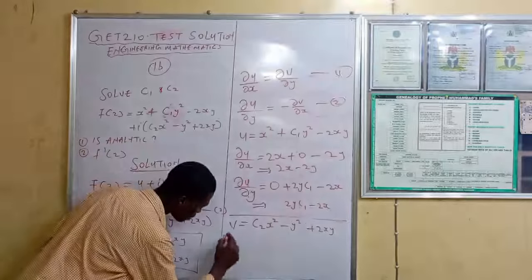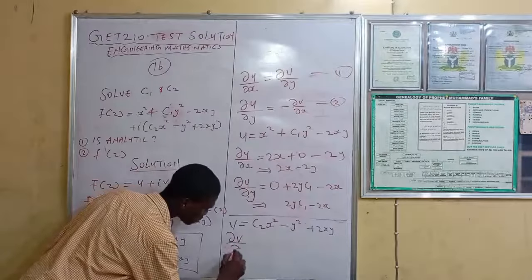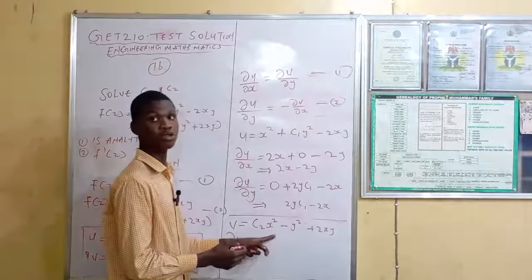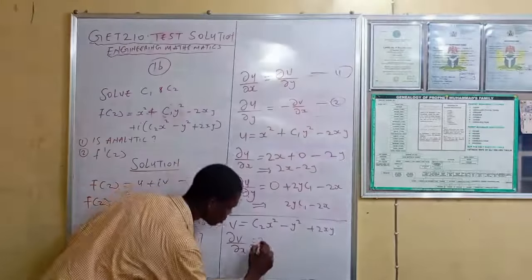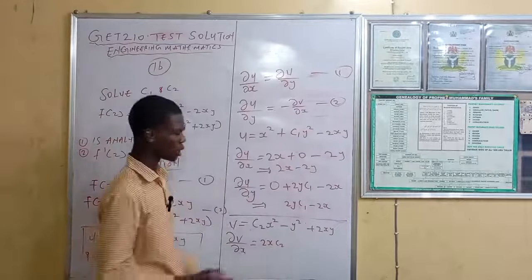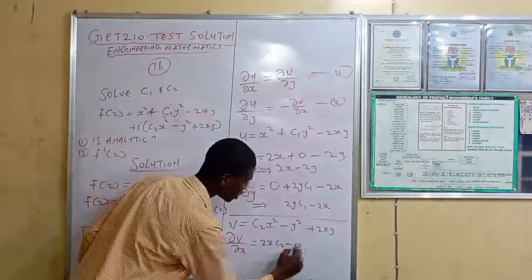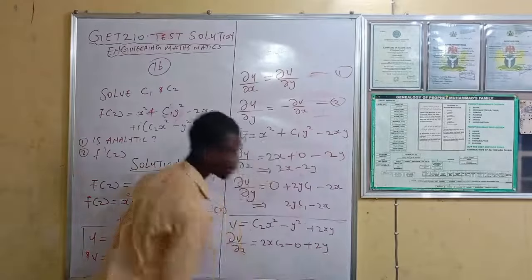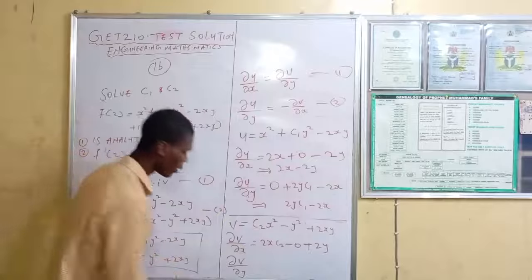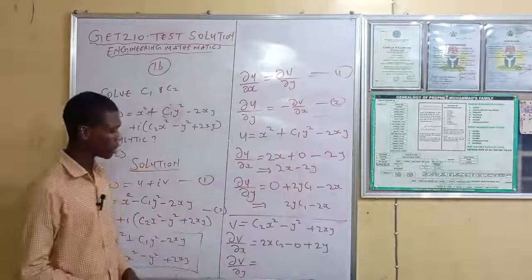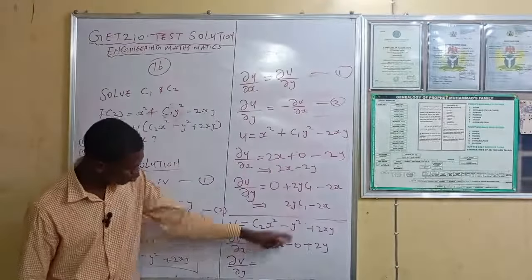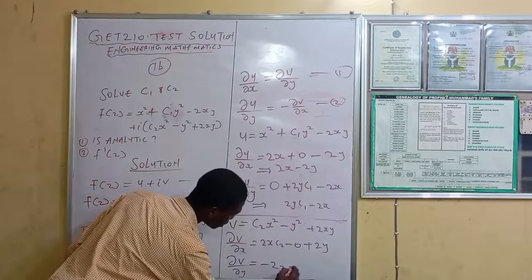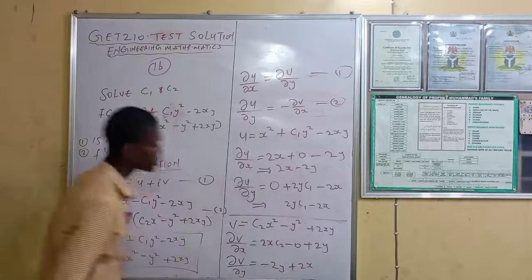Abi? Now, the partial derivative of v with respect to x, that will now be what? Differentiate x squared. That was what? 2x. 2x times this. 2xc2. Taking this as constant, minus 0. Differentiate this, plus 2y. For the last one, the dv over dy, let's differentiate this. Partial derivative of v with respect to y, that's minus 2y, then this is plus 2x, right?